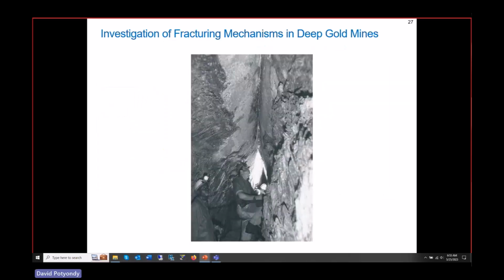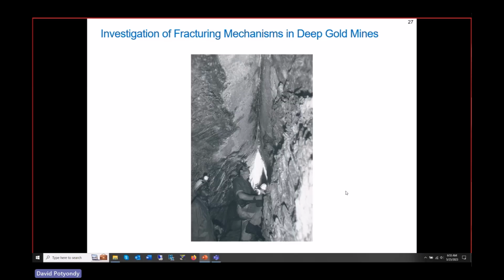There's particle flow. Here again this is a deep gold mine in South Africa, and this is a notch that is formed. This is quartzite super hard rock. It's got a UCS of almost 300 MPa. This is very high stresses horizontally, very high stresses vertically, and this is a notch that's formed in the excavation. You can see how sharp it is, and you can see how big it is.